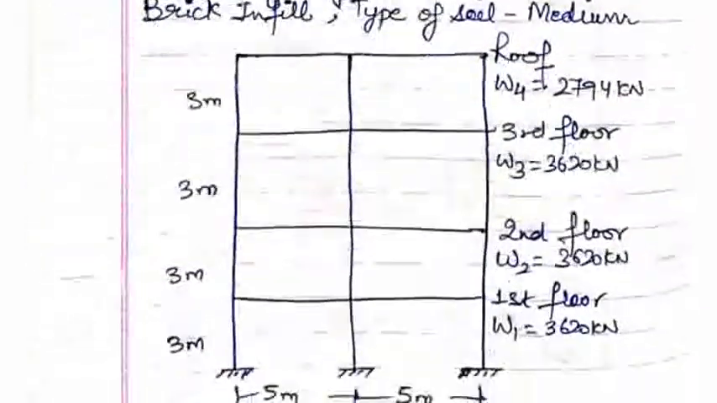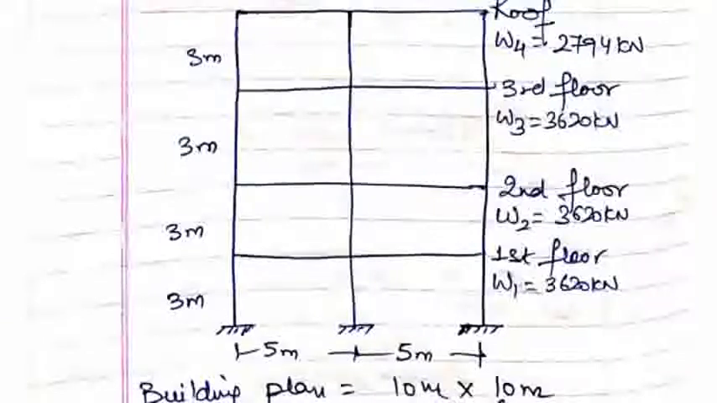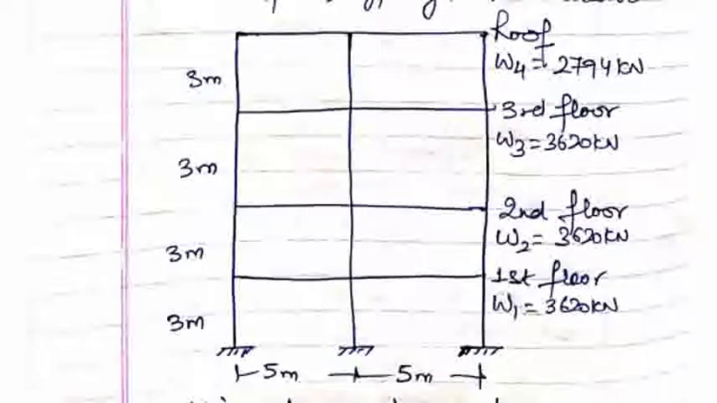And this is the frame of the structure. It is 10 meter in x direction and 10 meter in the z direction. The height, it's a four-story building. You can see W1 is 3620, so are W2 and W3. The value of W4 is 2794 kilonewton and the height of each story is 3 meter.